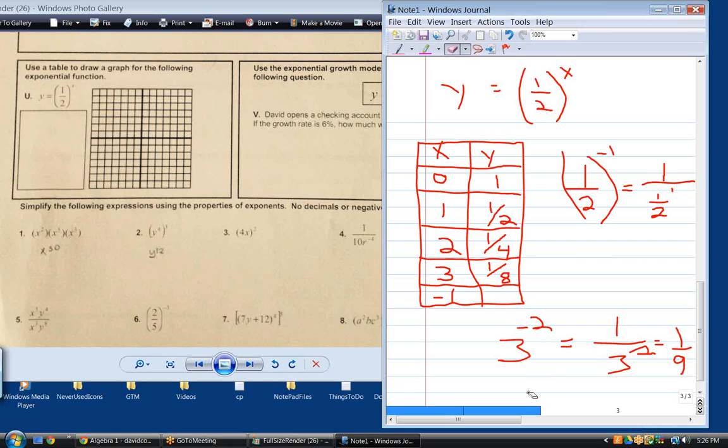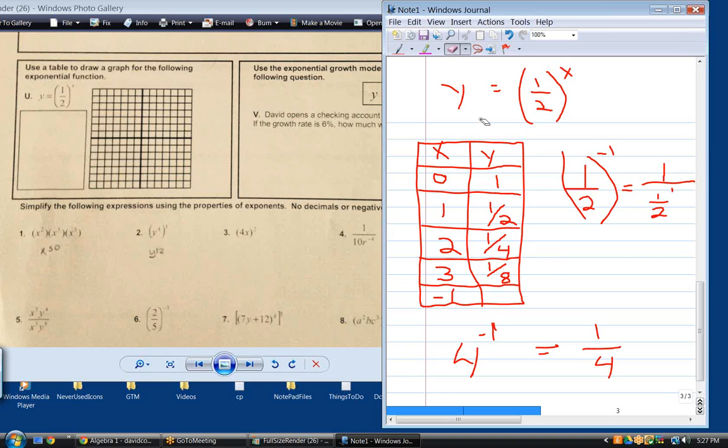Okay? I'll give you another one. Make sure you get it. What is 4 to the minus 1? 1 over 4 to the first. You got it. To the positive 1. We don't need to write it. So that's how you deal with negative exponents.